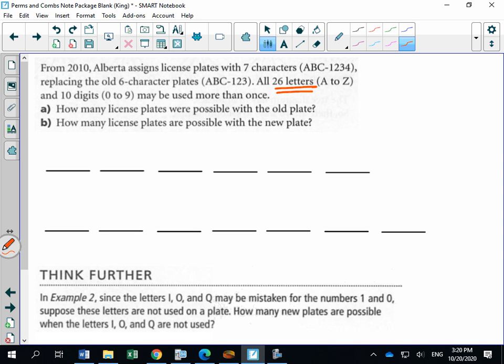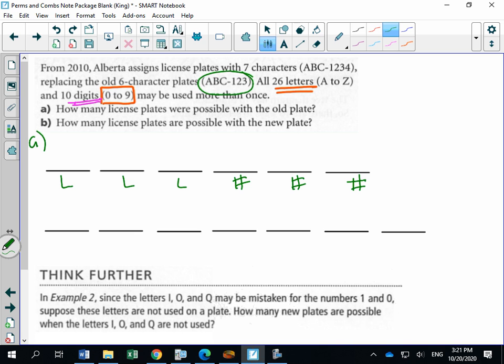This is important for when we do letters and numbers. In the alphabet, A to Z, there's 26 letters. I often tell students to put that on your study sheet. And the digits that we have from 0 to 9, there are 10 digits. So the first question says, how many license plates were possible with the old plate? If you look at the old plate, it had 6 possible stages, right? Because it went letter, letter, letter, number, number, number. So draw yourself 6 different stages. And so this is for A. The letters go here, and the numbers go here.